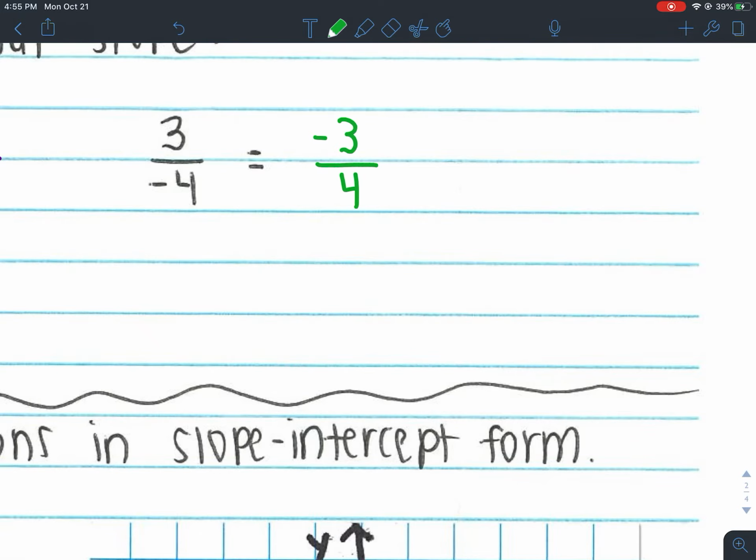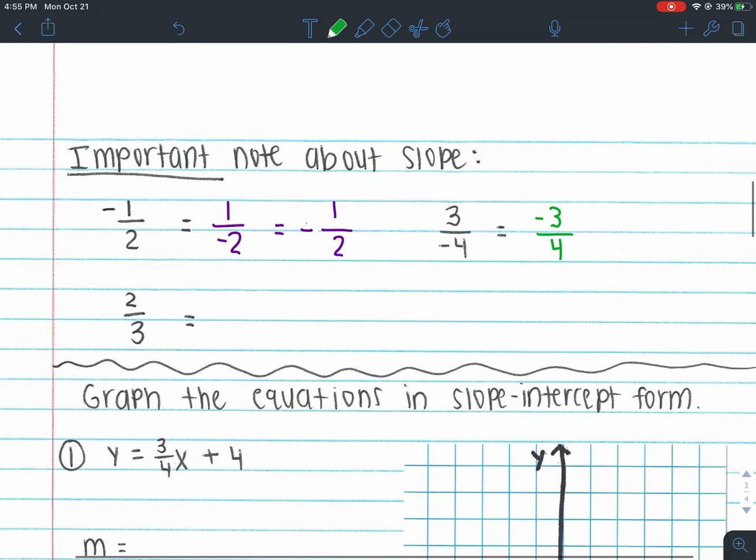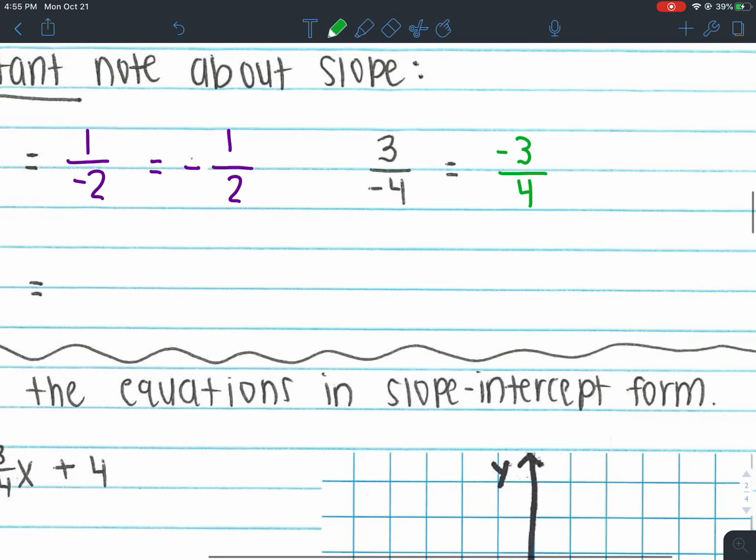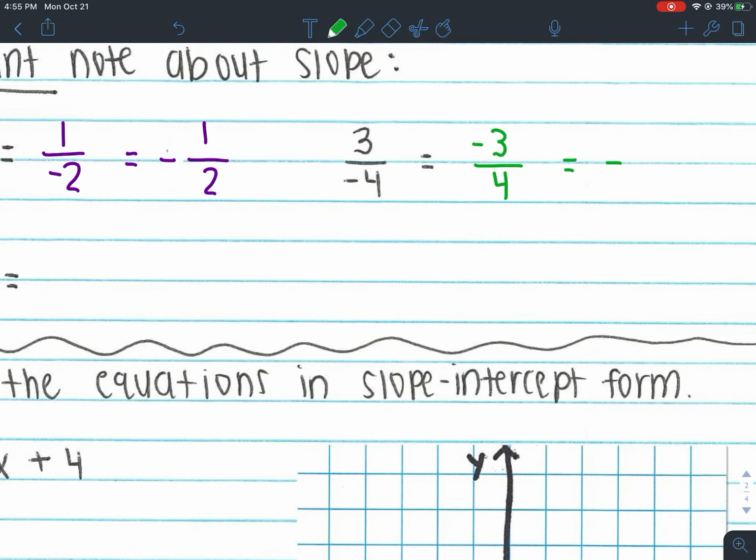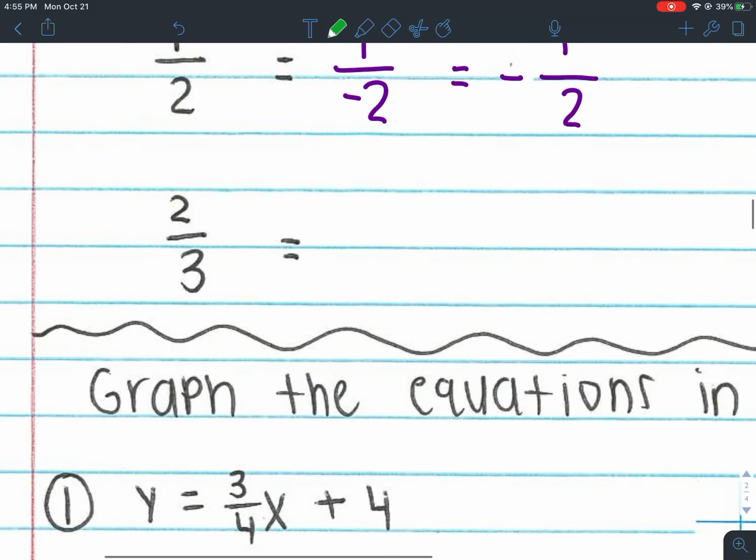So the +3 can be a -3, and the -4 can become a +4. So they're interchangeable, and you can write them either way. Okay? And again, you can also see this written as -3 over 4, where they just put that negative in the front. That's commonly how you're going to see it, and you just have to remember that your negative is either in the numerator or the denominator. You just have to decide for yourself.